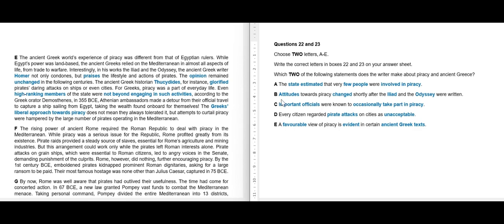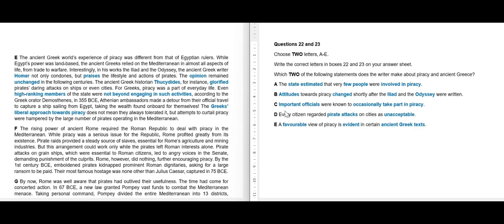Option B. The keywords here are attitudes, changed, Iliad, and Odyssey. You can find the word opinion, which is synonymous to the word attitude. However, along with opinion, it is also mentioned that it remained unchanged, which is opposite to what the option B is saying. So, we can rule out this option as an answer.